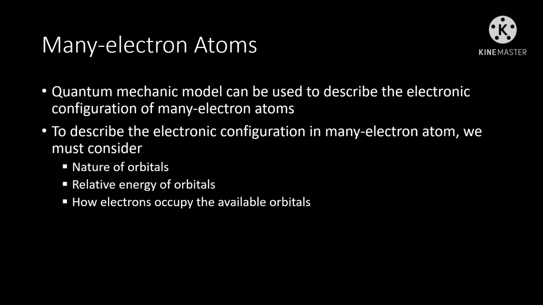To describe the electronic configuration in many electron atoms, we must consider the nature of the orbitals, the relative energy of the orbitals, and how electrons occupy the available orbitals.